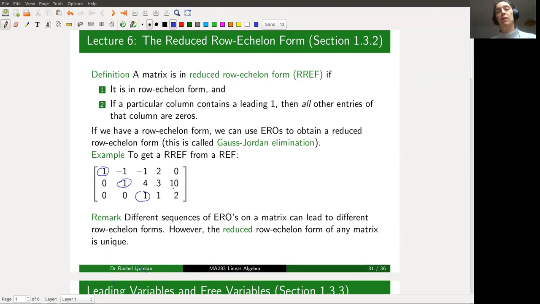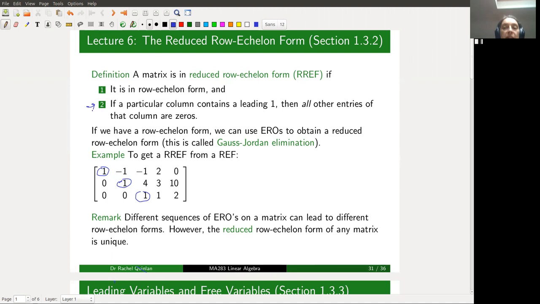And that's what we're going to talk about here, and that is the reduced row echelon form. So the difference between a row echelon form and a reduced row echelon form is that in a reduced row echelon form, wherever you have a leading 1, all the entries in the same column as that leading one, not only below it, but above it as well, should be zeros.